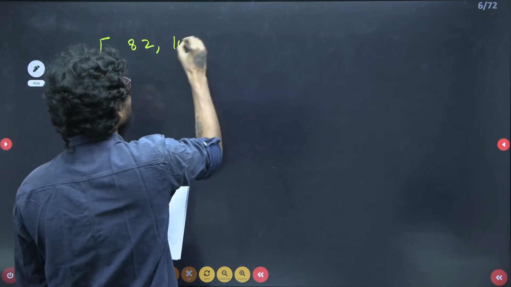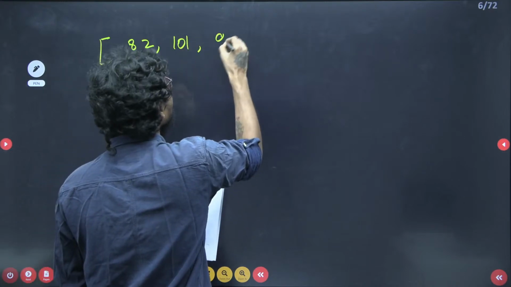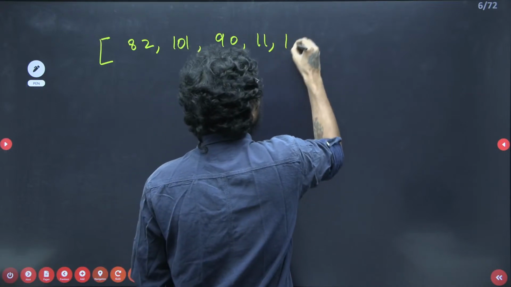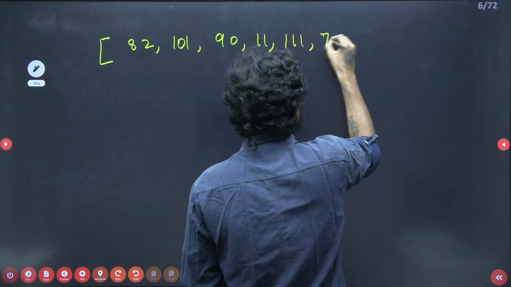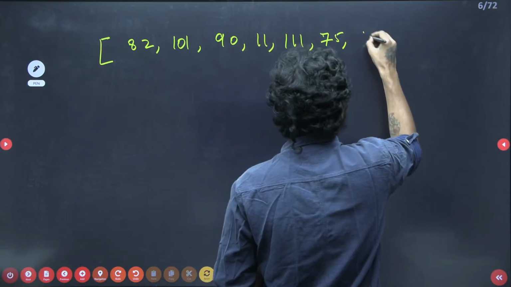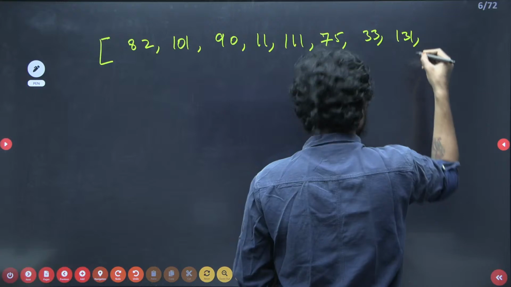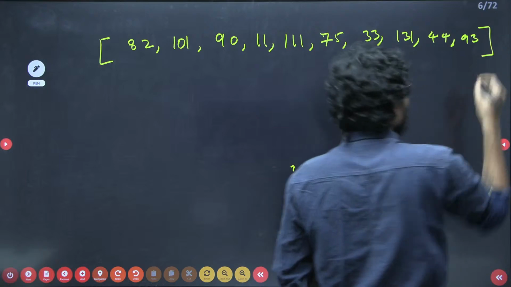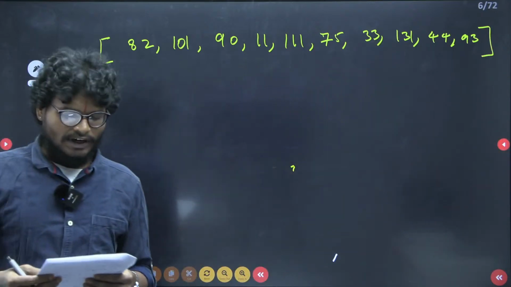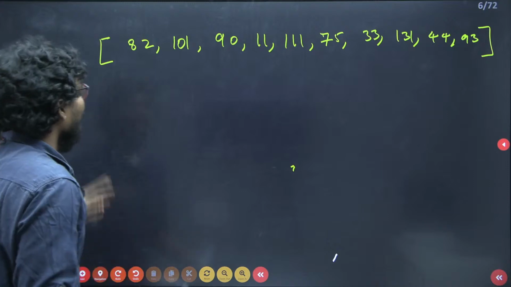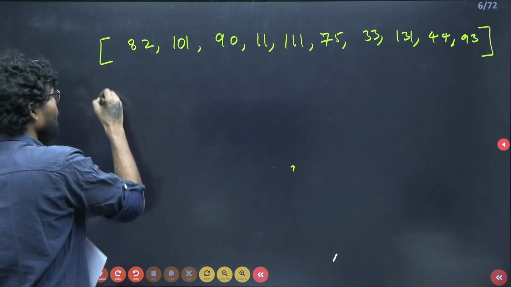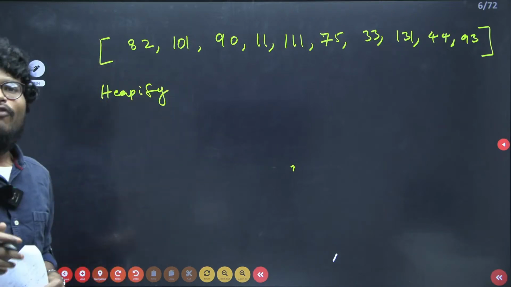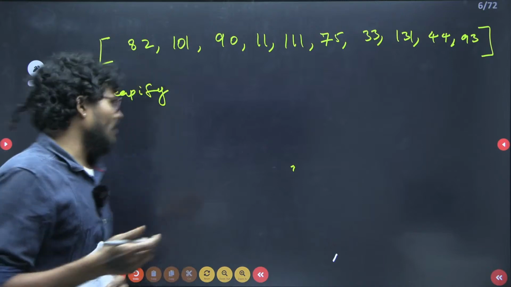82, 101, 90, 11, 111, 75, 33, 131, 44 and 93. So this is the array given to us, and the question is, when we heapify this array, what are the top 3 elements that we get?